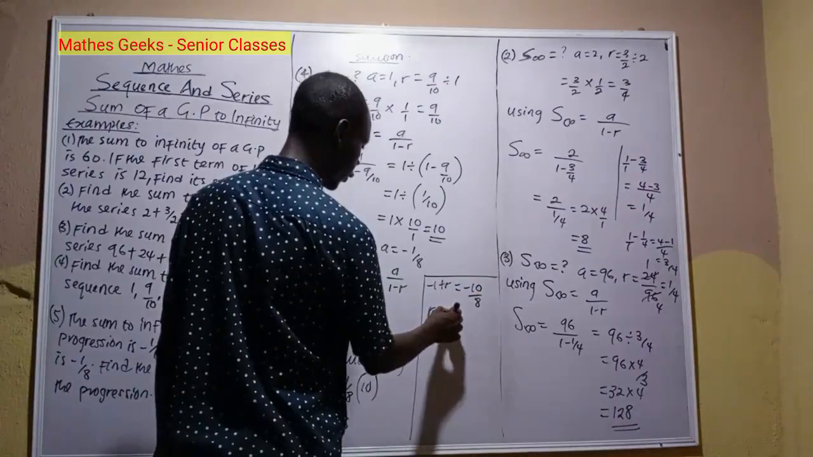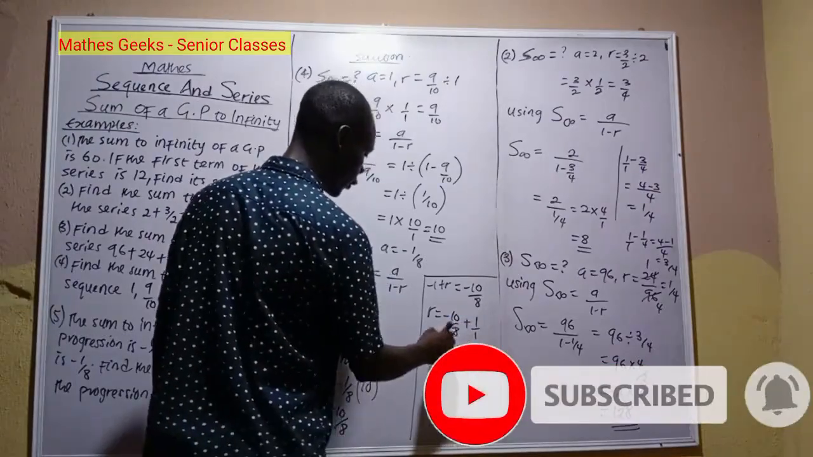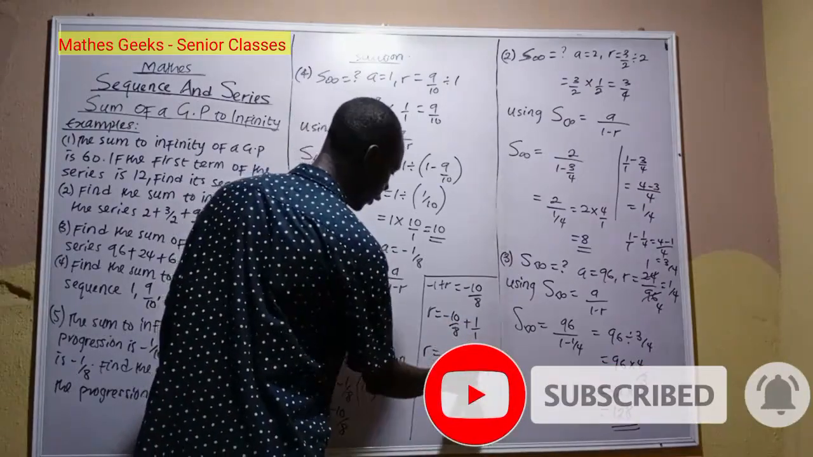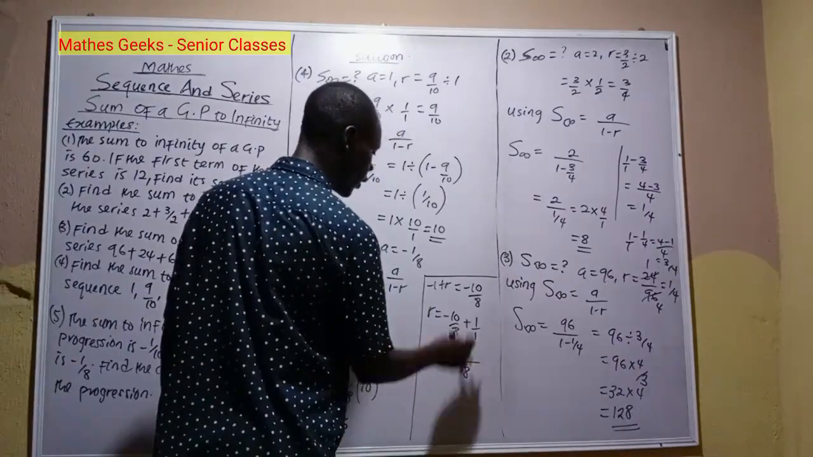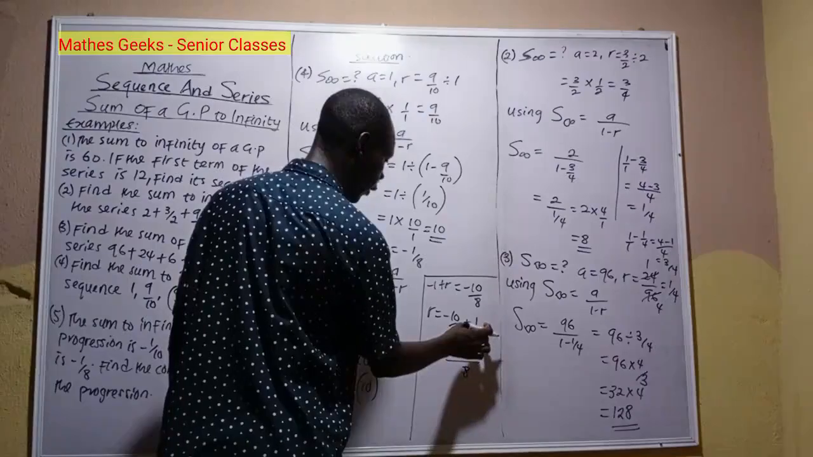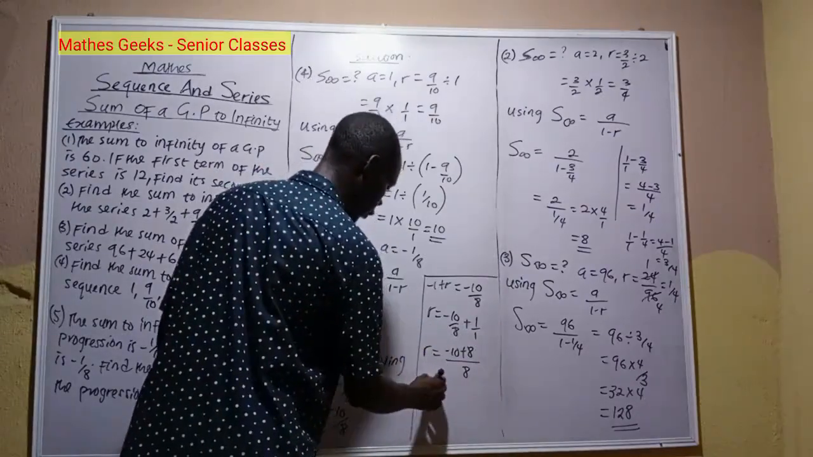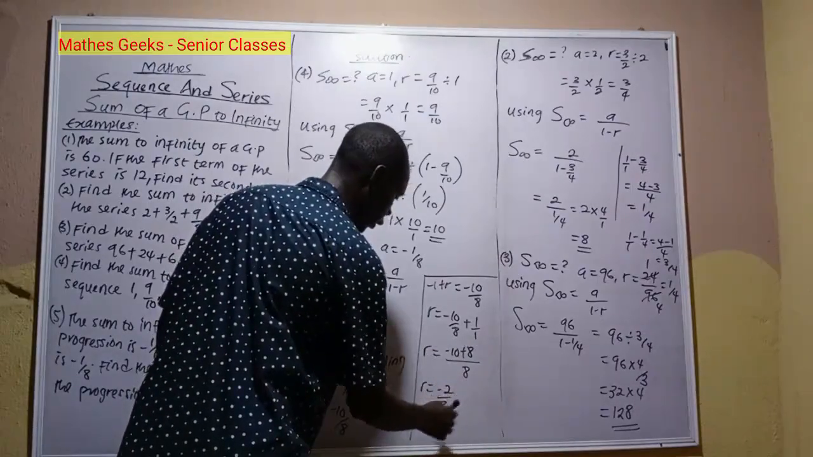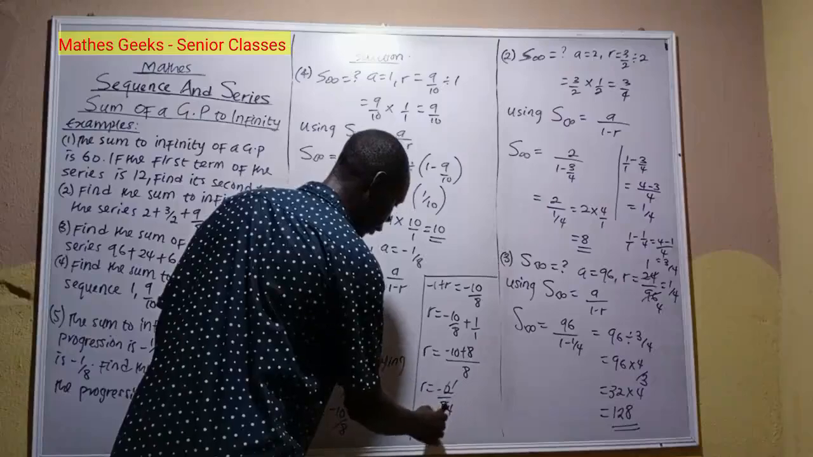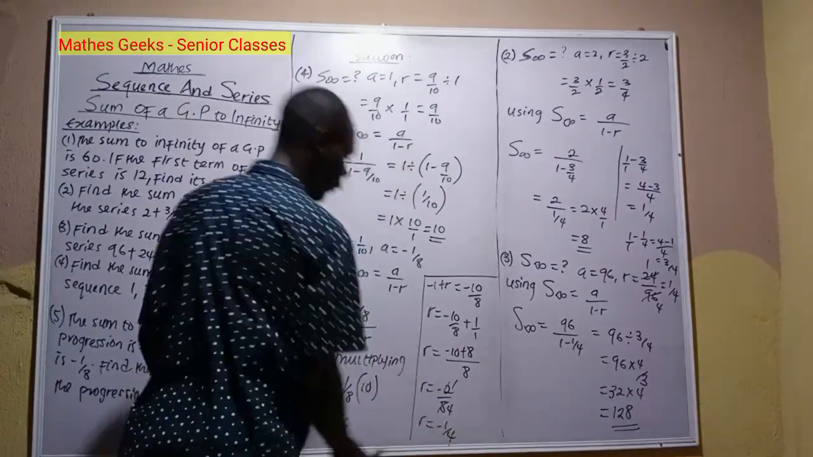So R is equal to minus 10 over 8 plus 1 over 1. The LCM is 8. 8 into 8 is 1, 1 times minus 10 is minus 10. 8 into 8 divided by 1 is 8, and 8 times plus 1 will give me plus 8. So the common ratio is minus 10 plus 8, which gives minus 2 over 8. 2 into 2 is 1, 2 into 8 is 4. So the common ratio is equal to minus 1 over 4.